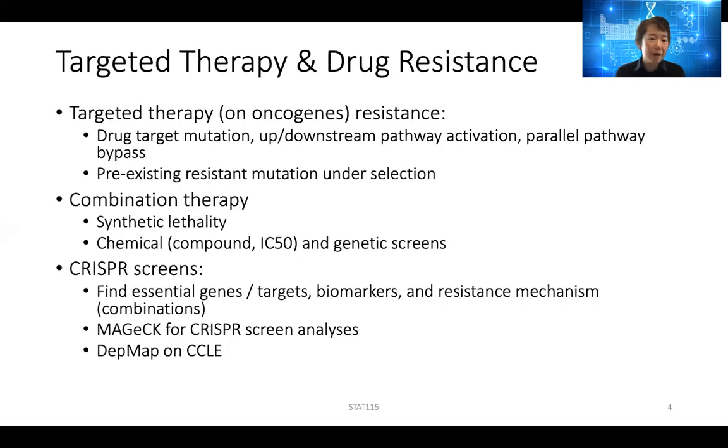And so very often these drugs target pre-existing mutations, and it will kill probably 99% of the cells that carry the mutation.